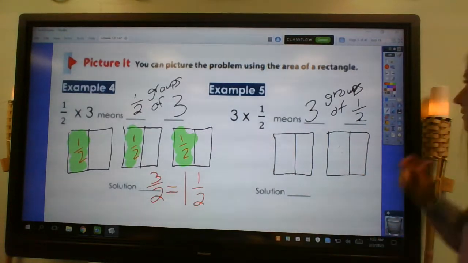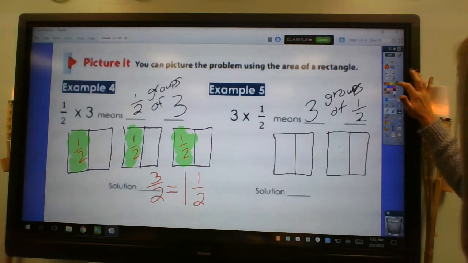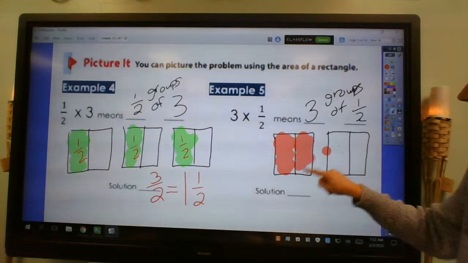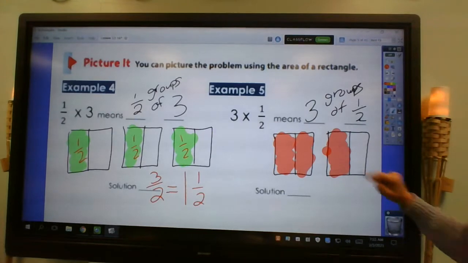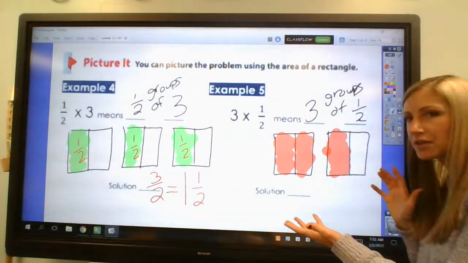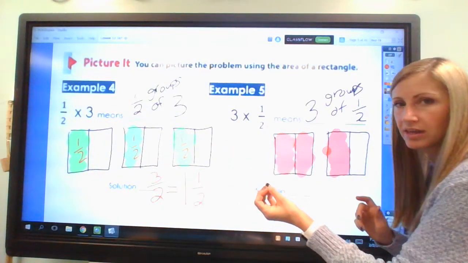Do I have 3 halves here? Yeah. So I can show it like this. I have 1, 2 halves, and then my third half's right here. This one, I like this one. It's my favorite because the answer's there. It's just obvious. You don't have to recalculate anything together.